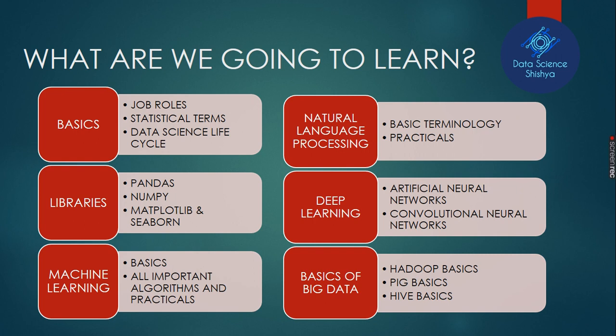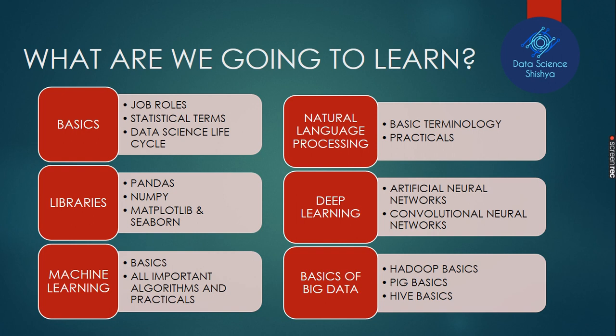And when it comes to libraries, Pandas, NumPy, Matplotlib, and Seaborn are the basic libraries for data science. There are also other libraries, but these libraries are basics, okay? Basic libraries which we need to know when we are going to learn data science. And machine learning basics, all important algorithms with practicals. And natural language processing, basics, terminologies, and practicals.